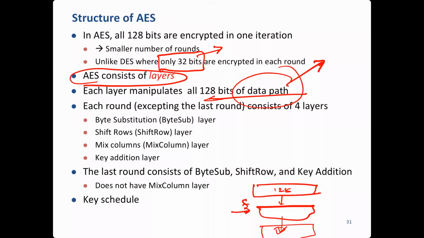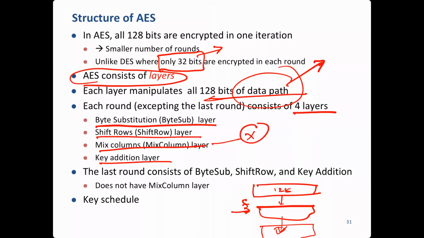Here all 128 bits keep coming down in multiple rounds, and within a round it goes to different functionality. Basically each round, excepting the last round, has 4 layers: byte substitution layer, shift row layer, mix column layer, and key addition layer. The last round does not have the mix column layer. It has only byte substitution, shift row, and key addition layer. Okay, any question?